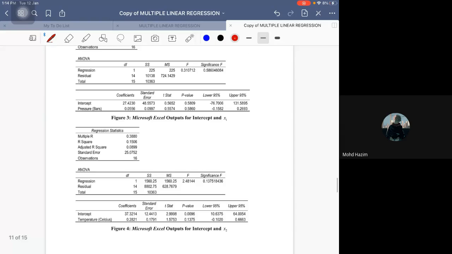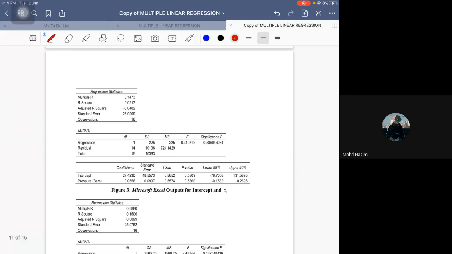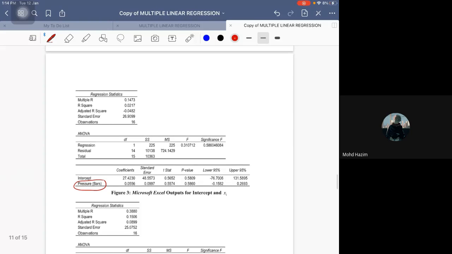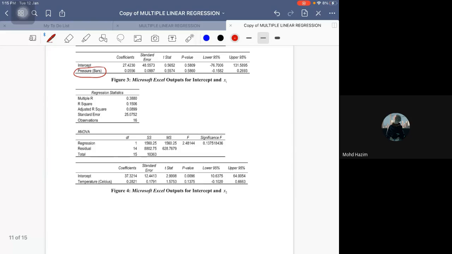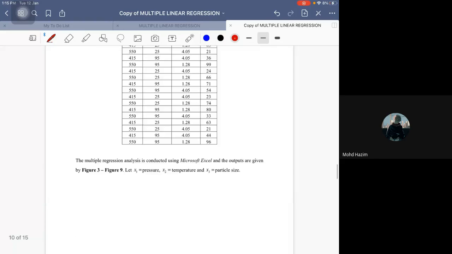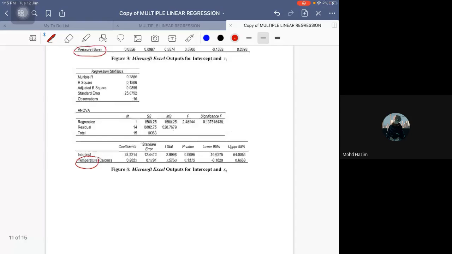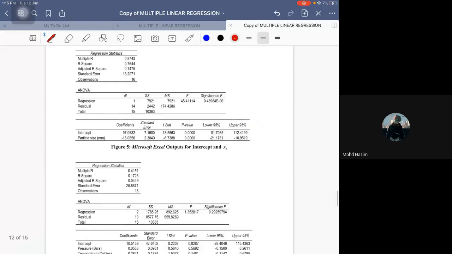Okay, so what happened is that they give you each of the Excel outputs. For this one, they only give you the Excel output with the pressure, meaning that this is going to be the model Y equals beta naught plus beta 1 x1. Then you are also being given this one, which includes only the temperature. Temperature is our x2, so this is the model Y equals beta naught plus beta 2 x2. And then we also have this one, which only has particle size. This is Y equals beta naught plus beta 3 x3.